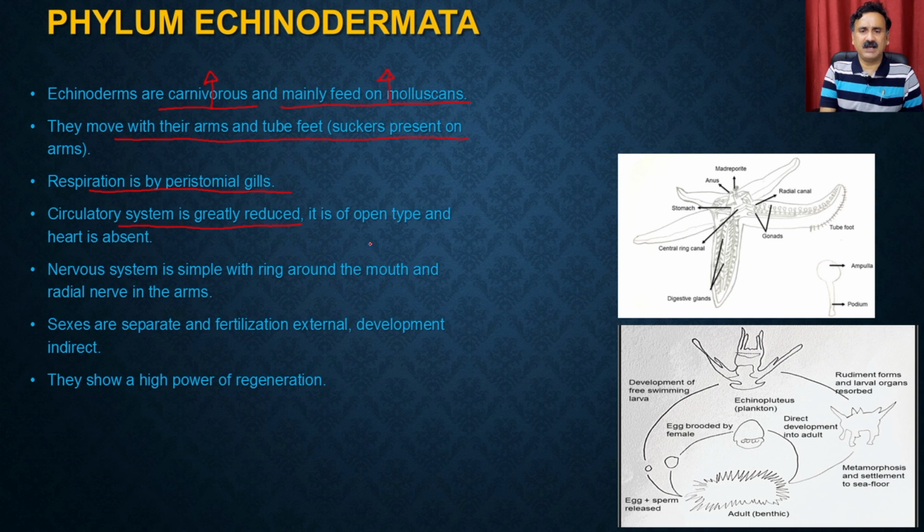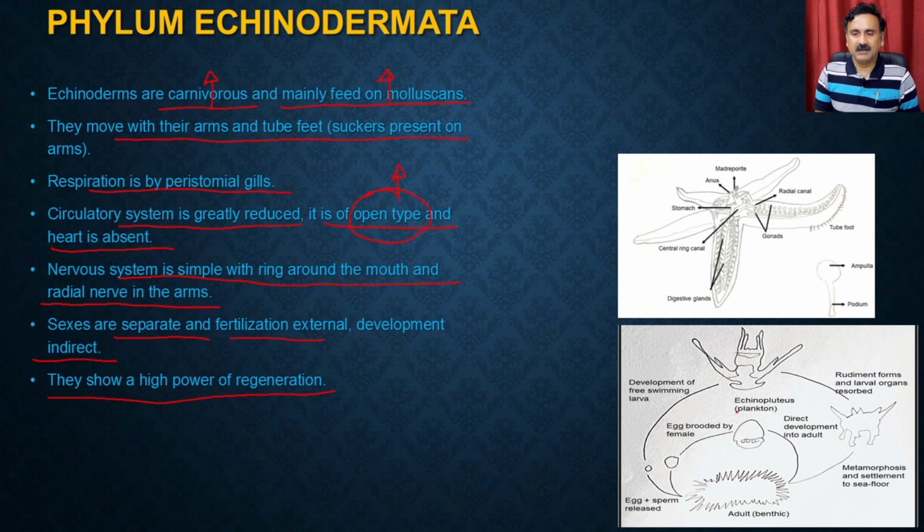Circulatory system is largely reduced. It is the open type and the heart is absent. We are going to discuss the open and closed type. Nervous system is simple with the ring around the mouth and the radial nerve in the arms. Sexes are separate and the fertilization is external and development is indirect. They show a high level of regeneration.